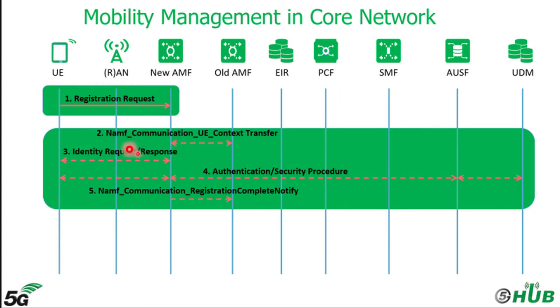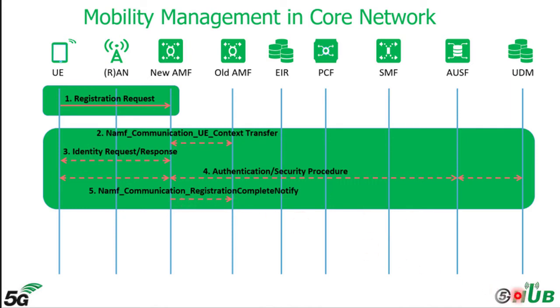Number three, it's an optional step. If the SUPI is not provided by the user equipment in the previous step and is not retrieved from the old AMF, the new AMF sends an identity request to the user equipment to request the user equipment SUCI. Number four, as you see, authentication and security procedures. So the AMF here can request the AUSF to initiate user equipment authentication. In this case, the AMF needs to select an AUSF based on the SUPI or SUCI retrieved from user equipment.